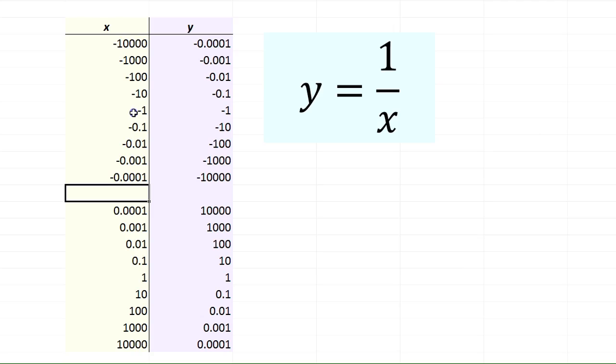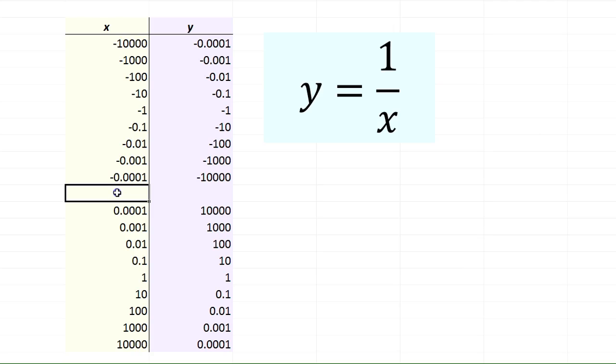And then as you allow the x values to become less and less negative, as they head towards 0, as the x values approach 0, the y values head towards negative infinity. It's that same pattern, both sides. Now, the one value we left out here was 0 itself.